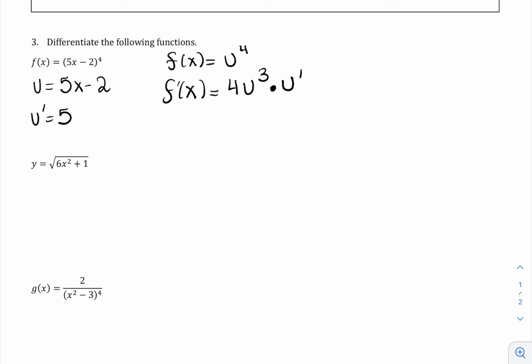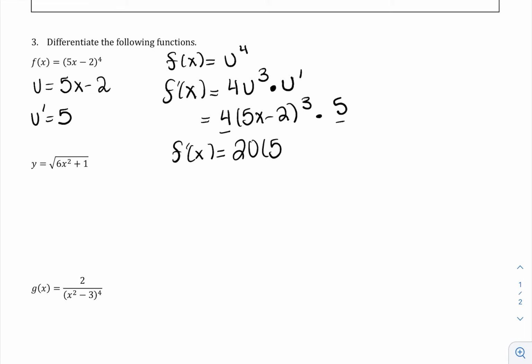So u prime is 5. And then you just put all that back in. So 4, 5x minus 2 cubed times 5. And then the 4 and the 5 can be combined. So I'm going to have f prime of x is equal to 20(5x minus 2) cubed.